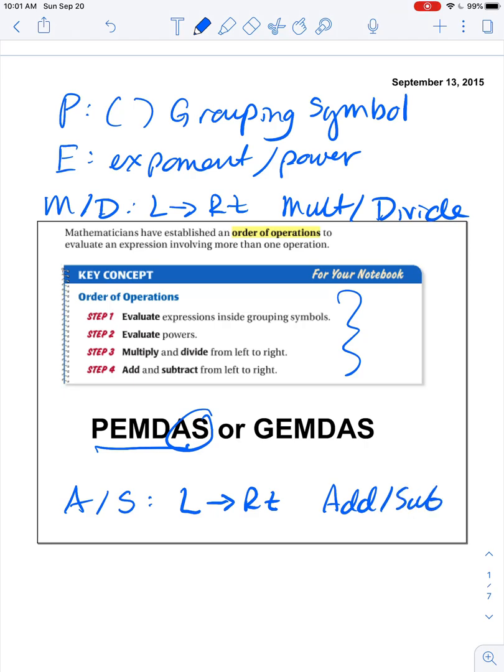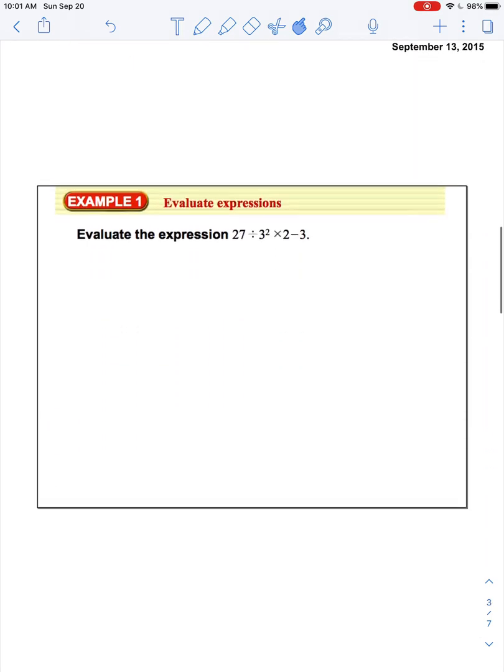So you go parentheses first, exponents, and then multiplying and dividing get done at the same time, then adding and subtracting. The only way this one's different is instead of a P, this just says grouping symbols, in case they use brackets or some other kind of grouping symbols. But by far parentheses are the most common, so we usually just go with that.